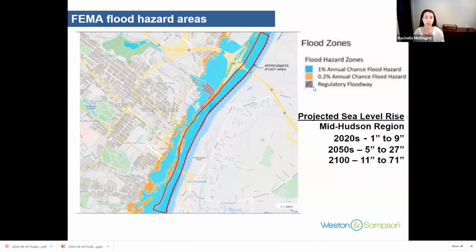As the climate warms and changes, we are very likely to see more of this type of extreme weather and extreme flooding. Just to give you an idea, this all came from the New York State DEC. Projected sea level rise, they have it on a continuum. It depends on how fast the climate warms and what we're able to do to mitigate some of the warming. In the 2020s, sea level rise could be anywhere from 1 inch to 9 inches, 2050s, 5 inches to 27 inches, in 2100, 11 inches to 71 inches.